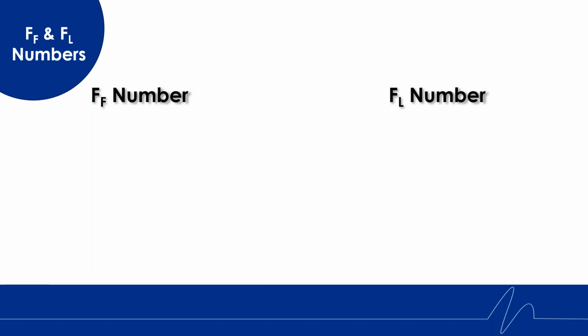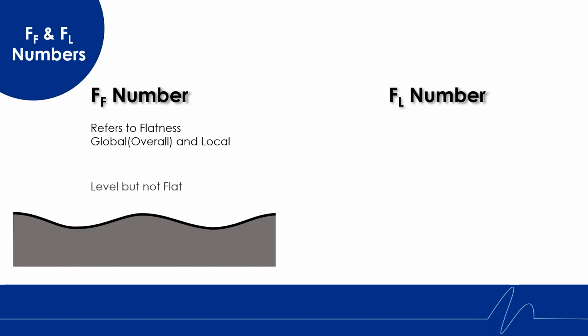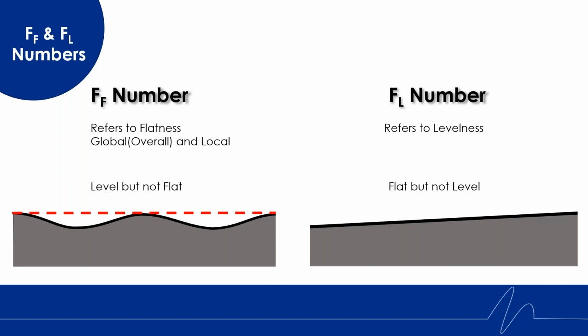F sub F refers to the flatness of the floor. There are two readings, global and local. Global refers to the entire slab, whereas local refers to the 12-inch spans. This is an example of a floor that is level but not flat. F sub L refers to the levelness of the structural floor. Here is an example of a floor that is flat but not level.